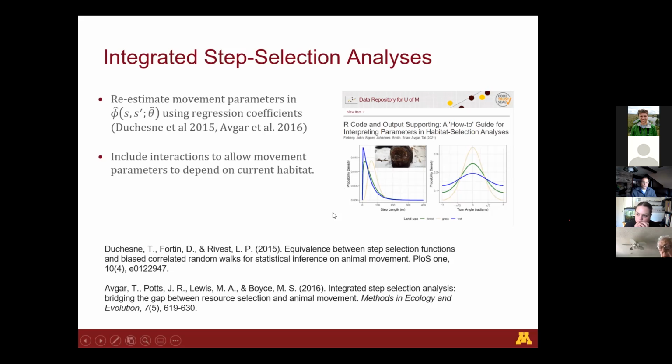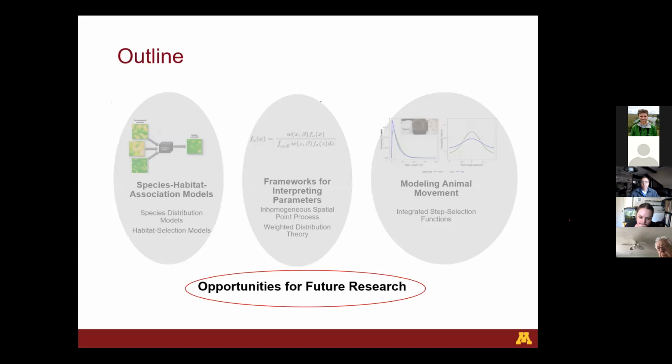So you might infer here that these Fisher are moving quickly through grassy areas, and when they're in more wet areas, they might be foraging and turning more and taking smaller steps. So this approach lets you fit that type of model where the movement characteristics also depend on the landscape that an individual is in. Okay, so that covers these three different types of frameworks that all address these species habitat associations.